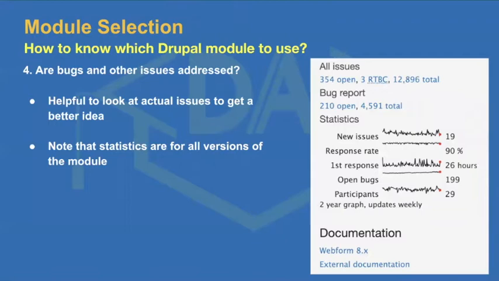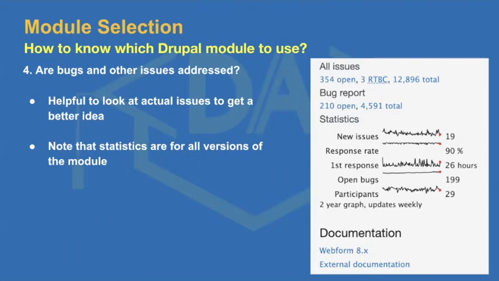Now, getting a little bit more into some advanced decision-making, if you will, about modules is looking at the page that's the issue queue. And if you're still not sold on the module, the issue queue is where you're going to get in the weeds a little bit, but it's going to give you a lot of information about implementation details, what issues people have had using the module, which will help you make the best informed decision.